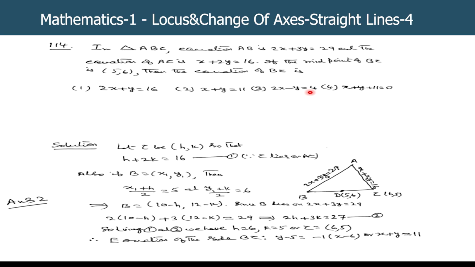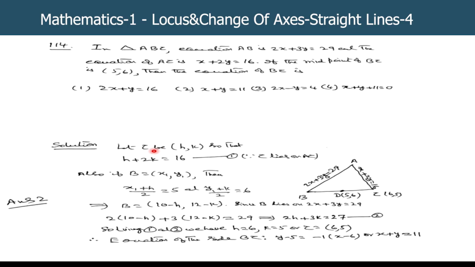114. In triangle ABC, the equation of AB is 2x plus 3y is equal to 29 and the equation of AC is x plus 2y is equal to 16. If the midpoint of BC is (5, 6), then the equation of BC is: 2x plus y equal to 16, x plus y is equal to 11, 2x minus 4y is equal to 4, and x plus y plus 11 is equal to 0.